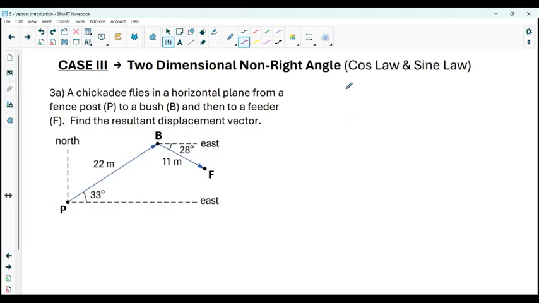Two-dimensional non-right angle. So we can't use SOHCAHTOA anymore. They don't work. What tools do we have left in our toolbox? Well, you're going to be pretty familiar with math class from sine law and cosine law, right? Those are old standbys. Now, I want to warn you, this week I'm going to teach you a technique called vector components. We're going to use that because it is much more powerful than sine law and cosine law.